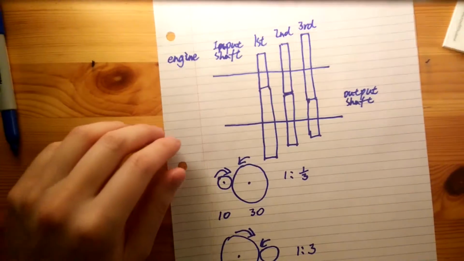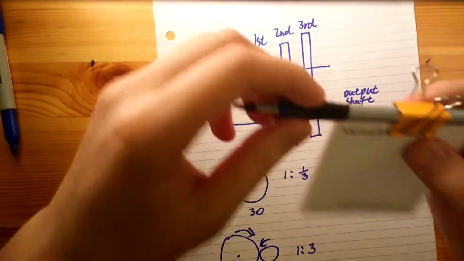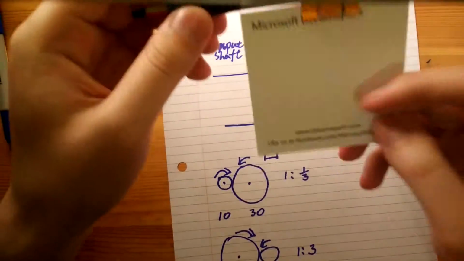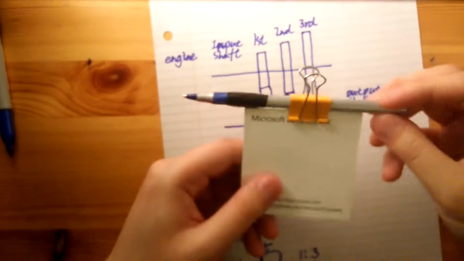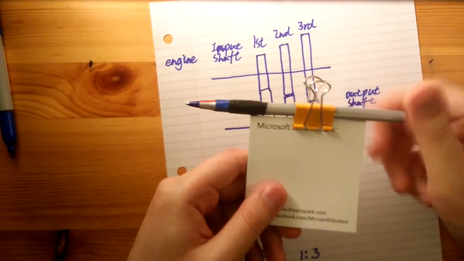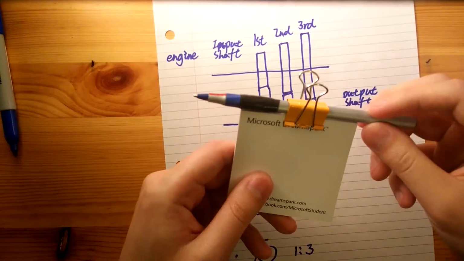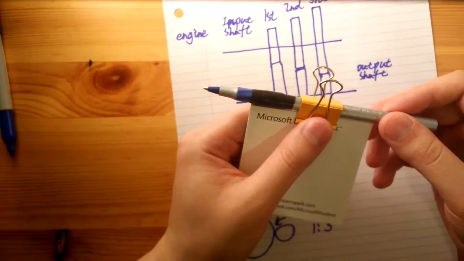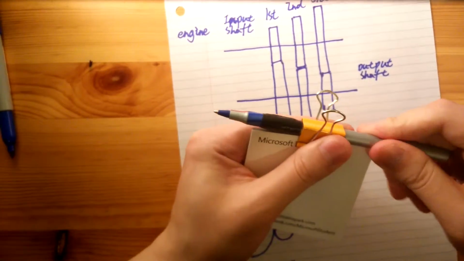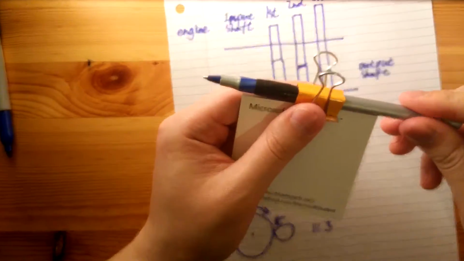So to demonstrate how to engage one of the gears, I made a little device. So the notepad here is our output gear, and the pen is the output shaft. So as you can see, the output shaft moves freely in the gear when it's not engaged. So when the driver decides to engage one of the gears, we can induce a lot of friction between the shaft and the gear, forcing them to mesh together.